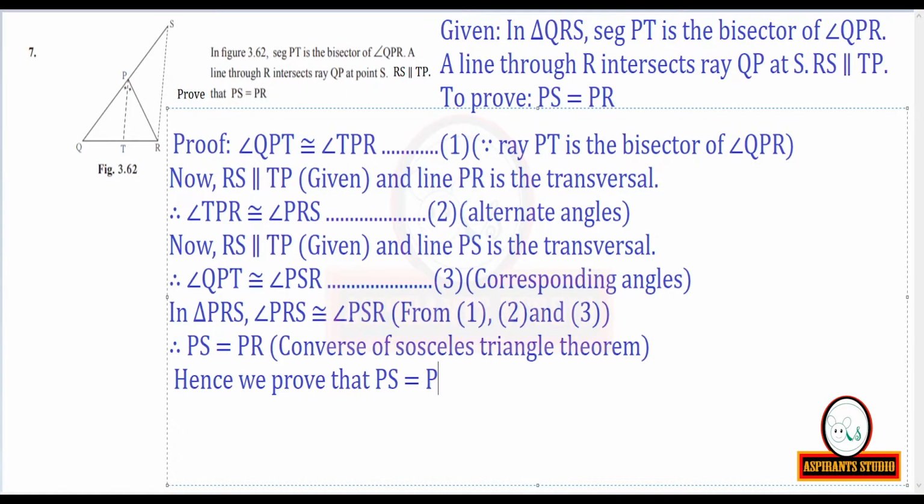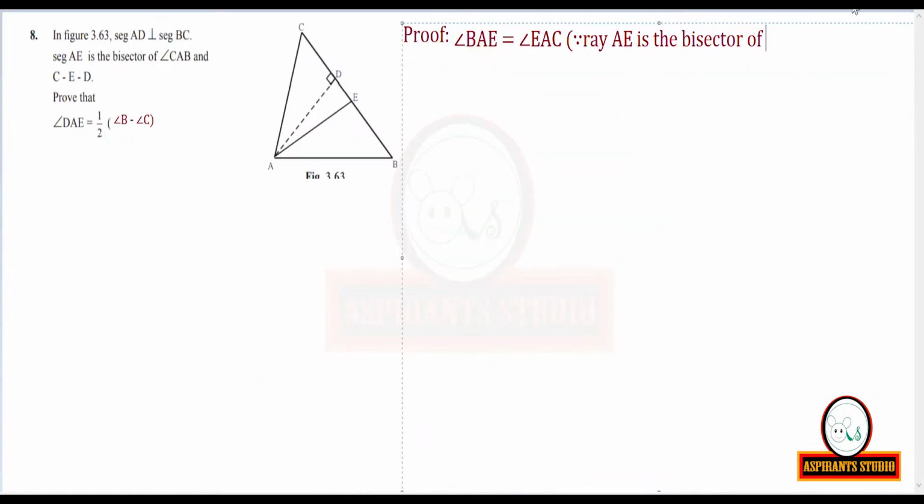Now coming to the 8th question. In figure 3.63, segment AD is perpendicular to segment BC. Segment AE is the bisector of angle CAB. And C-E-D, that means E lies between C and D. We have to prove angle DAE is equal to half of angle B minus angle C.